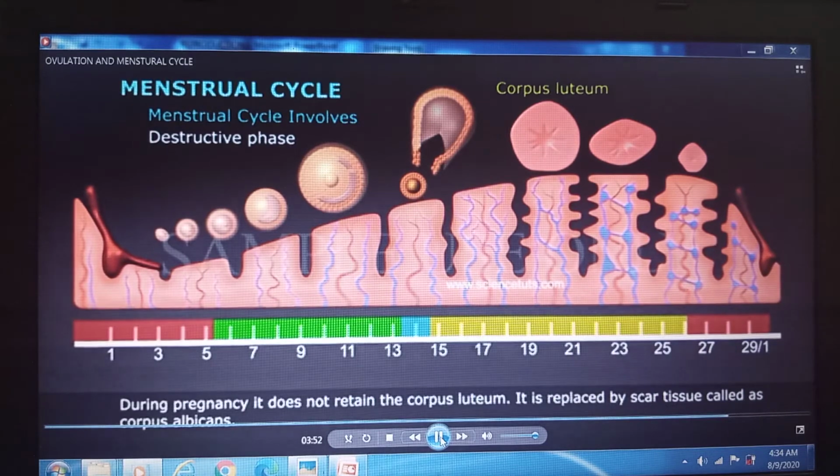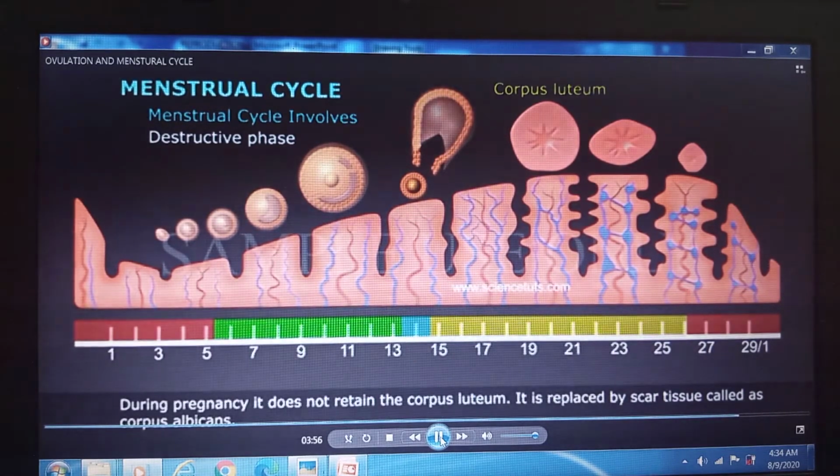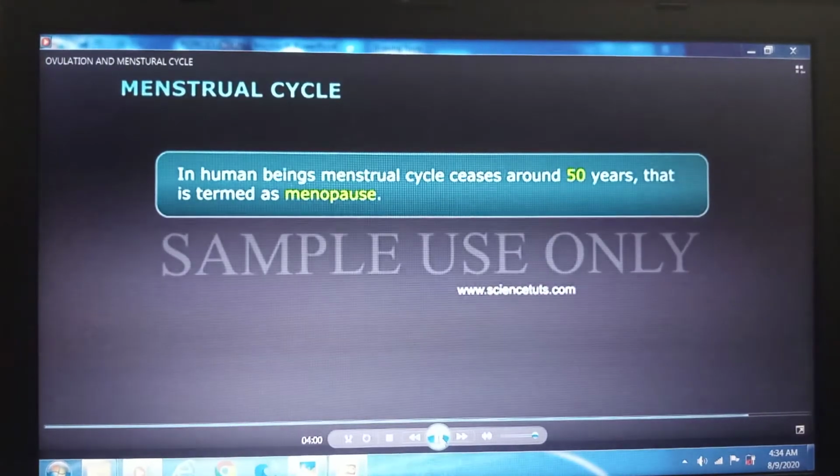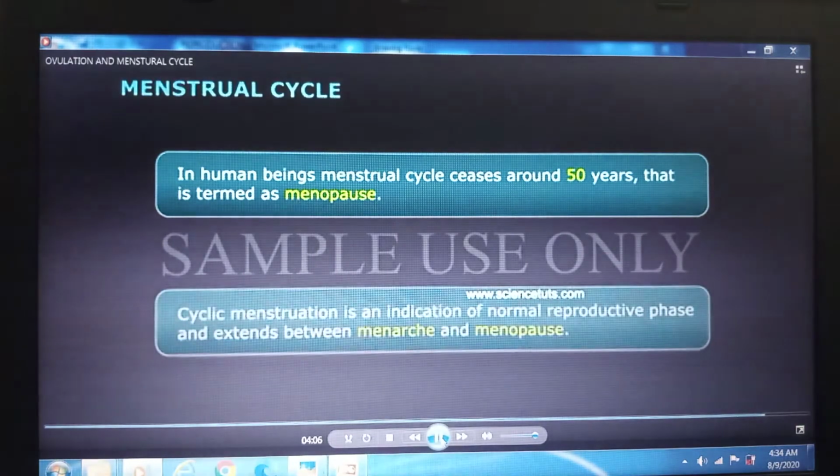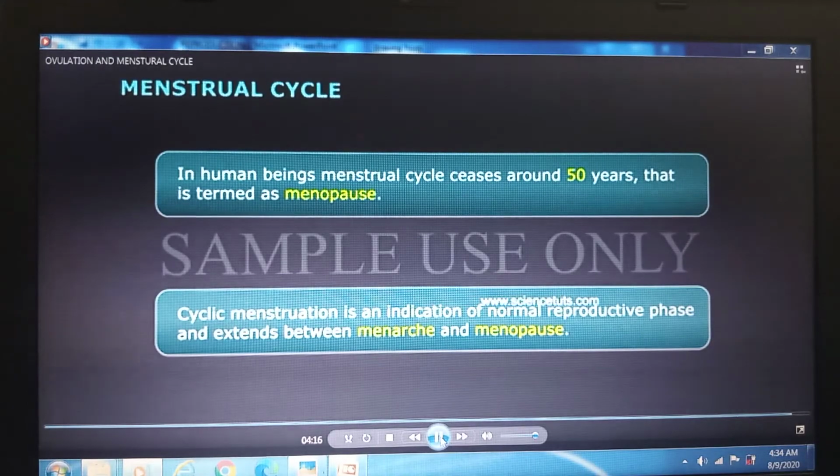It is replaced by scar tissue called corpus albicans. The menstrual cycle ceases around 50 years. That is termed as menopause. Cyclic menstruation is an indication of normal reproductive phase and extends between menarche and menopause.